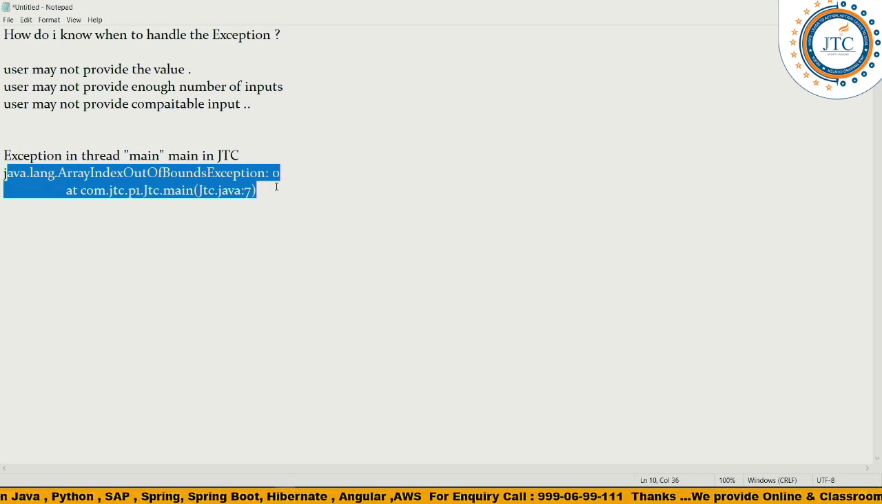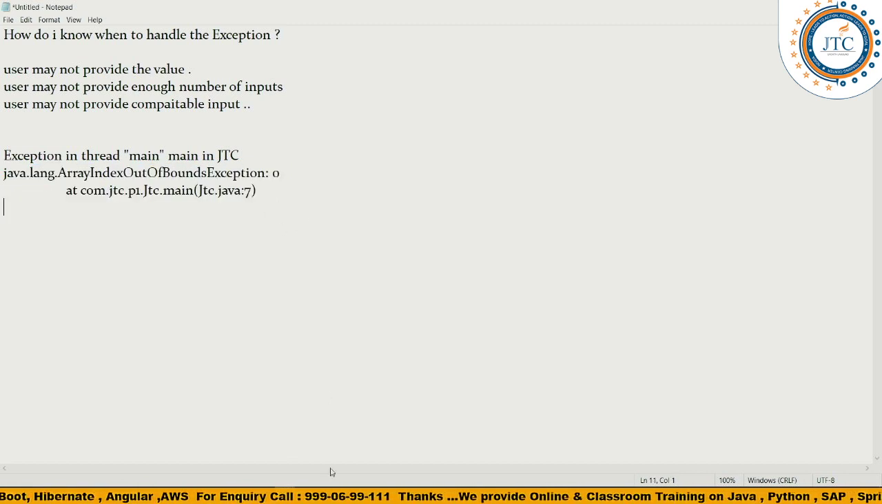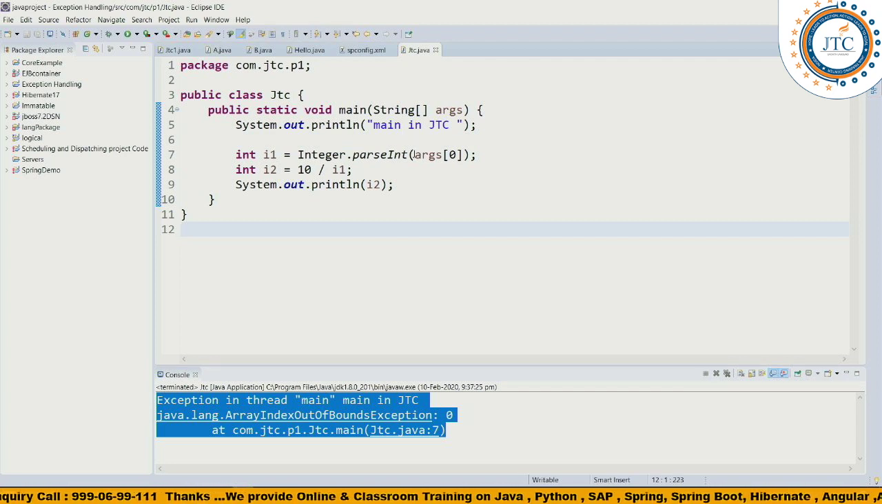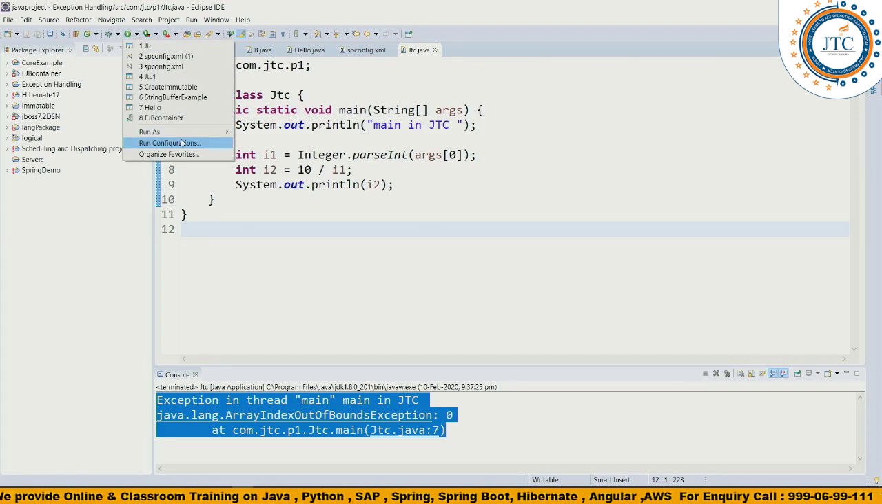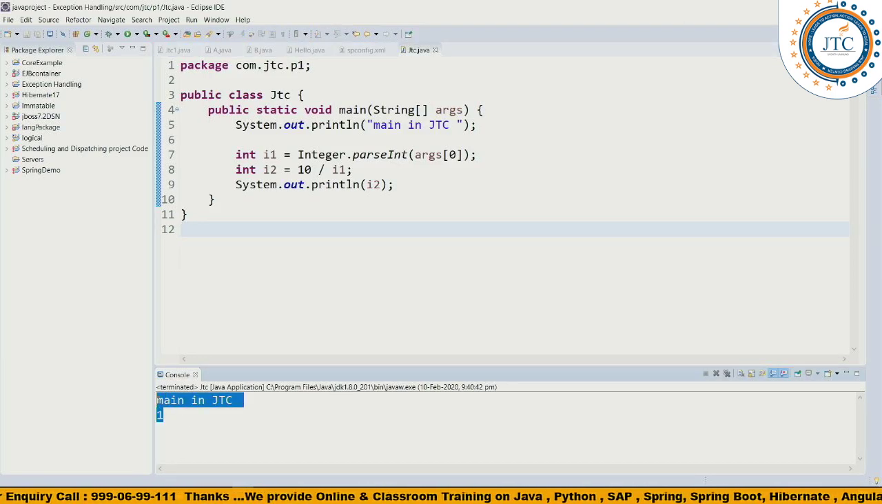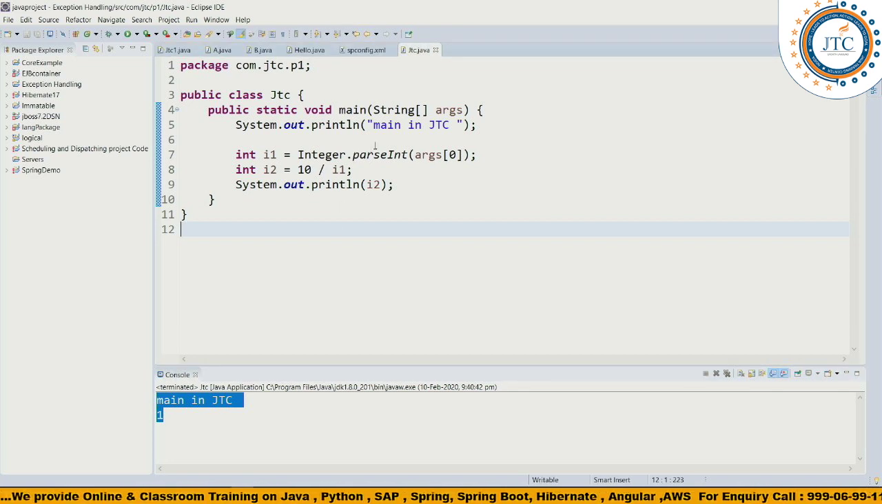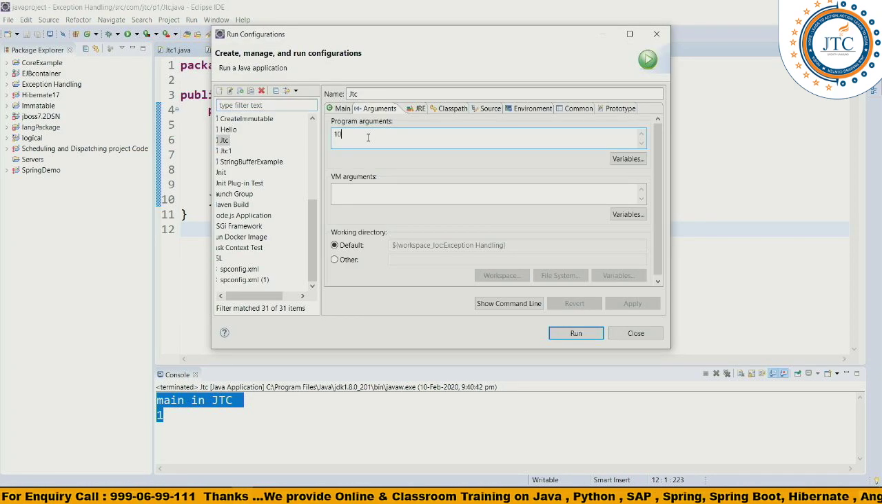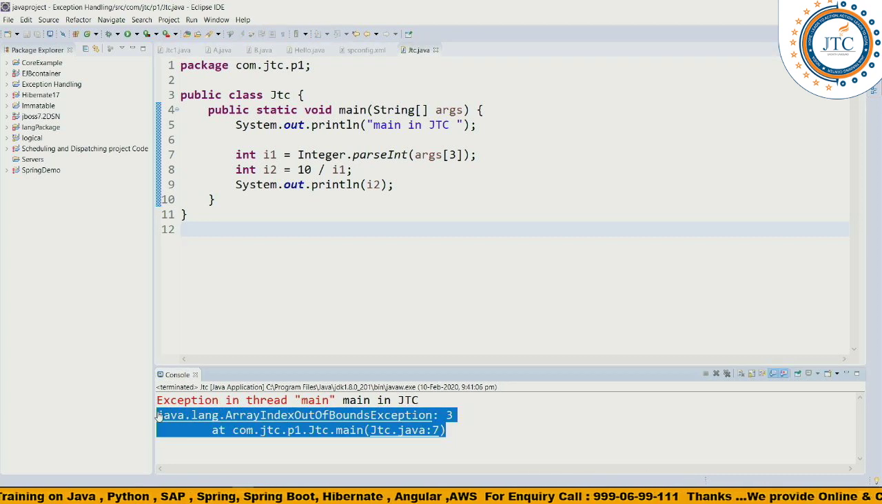And next, guys, what are we trying to do inside this? The second point: I'll run this. Suppose I'm providing 10, the proper expected value. There is no problem, no exception. But in the same case, suppose instead of 0 I'm writing 3 here, and you have given only one value. What is happening? Again, ArrayIndexOutOfBoundsException, which means you have not provided a sufficient number of inputs, and that is one reason why the exception may come.